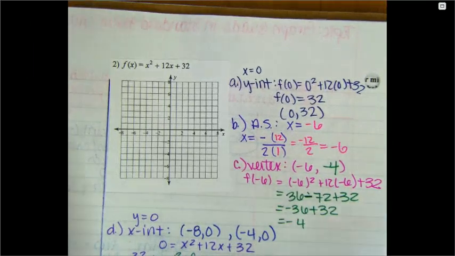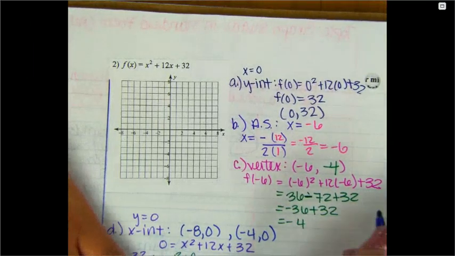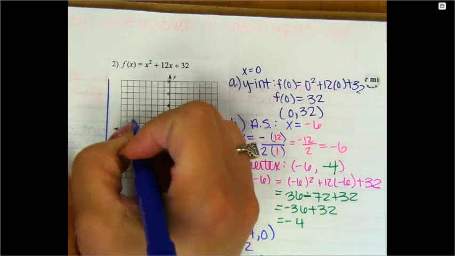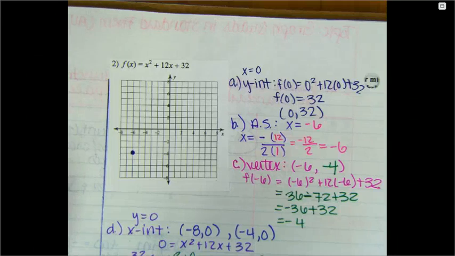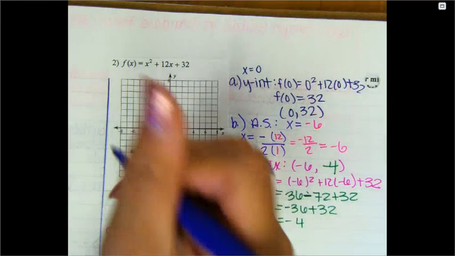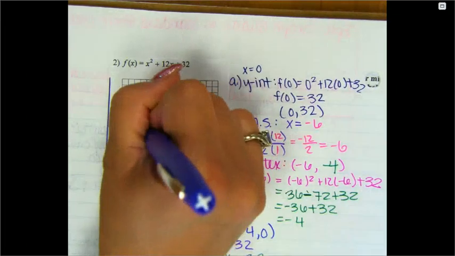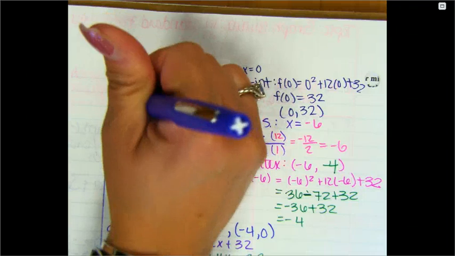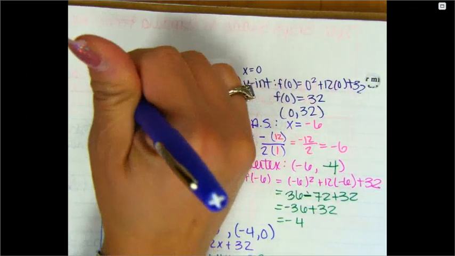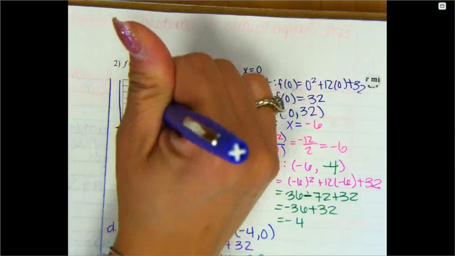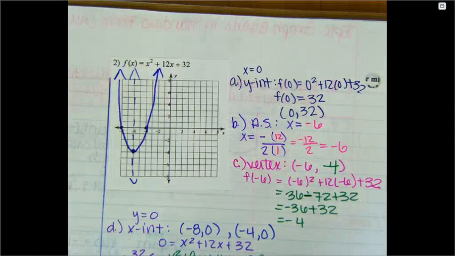All right, to the graph we go. Where's the first point I graph? Negative 6, negative 4. Where is my y-intercept? Not on the graph. Where are my x-intercepts? Negative 8, 0, and negative 4, 0. Your axis of symmetry needs to go right through the center of the vertex. Something like that, correct? Okay.